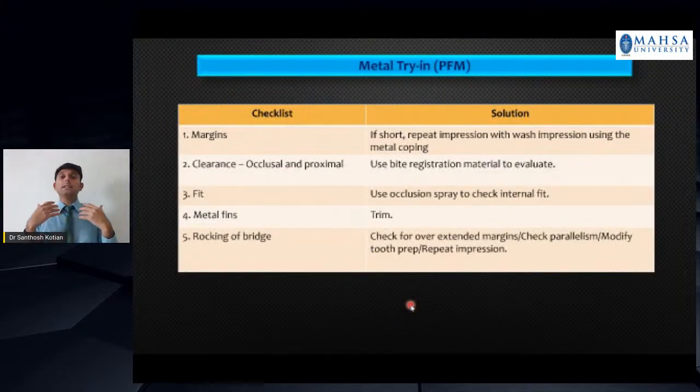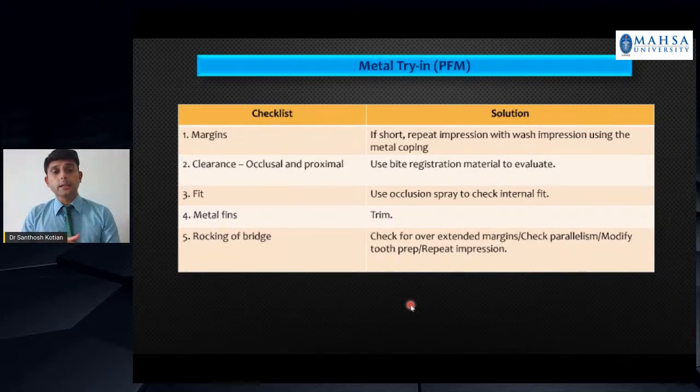The next appointment, in case you're doing a PFM crown, is metal trying. So let's go through the problems that you normally face during a metal trying. This is your checklist to follow when doing your metal trying. Margins. Check for margins everywhere: proximal, buccal, and lingual.